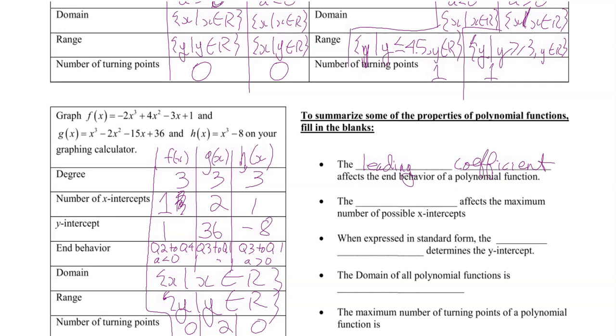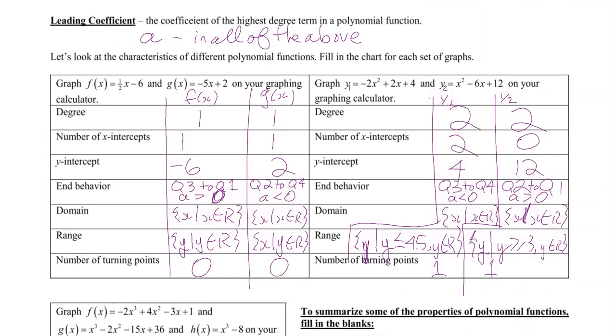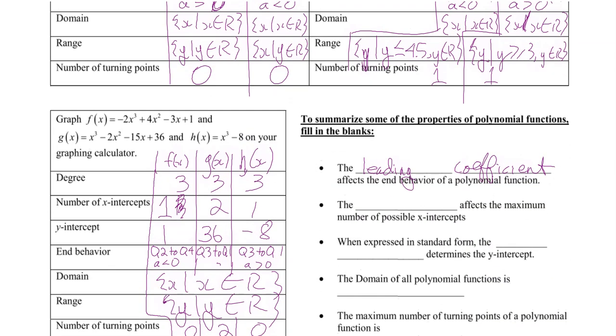The blank affects the maximum number of possible x-intercepts, so the maximum number. So we know that linear has one x-intercept, quadratic has a maximum of two, and a cubic has a maximum of three. In this case, we didn't have to get one or two. But what is it that tells us? Quadratic, two, linear, one, cubic, three. So it's the degree, right? Degree one, one x-intercept. So the maximum number of possible x-intercepts is the degree of the function, right? Is the degree.